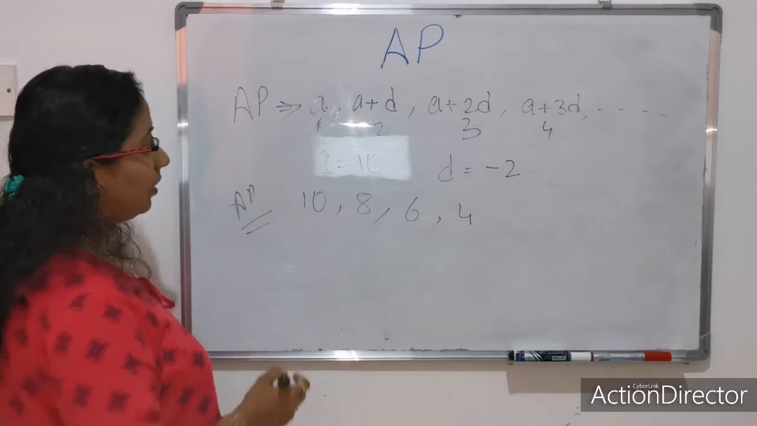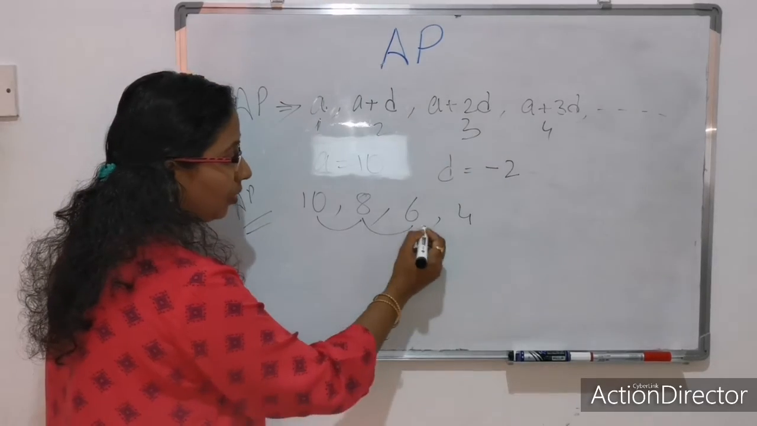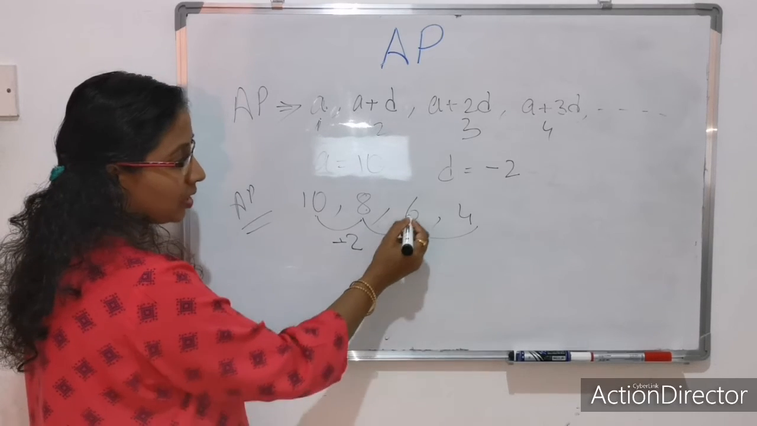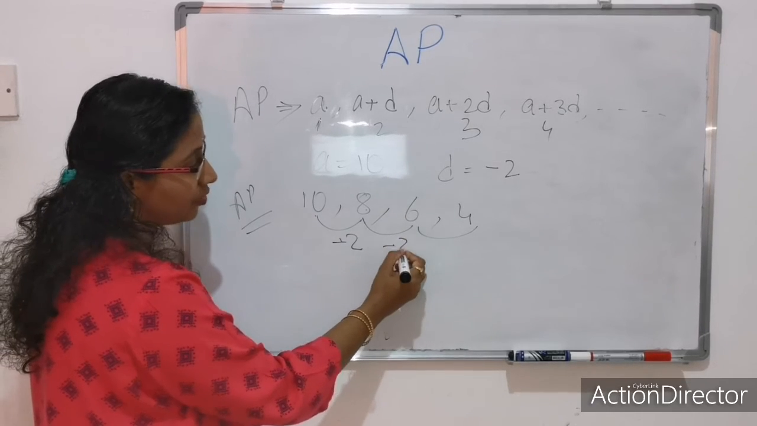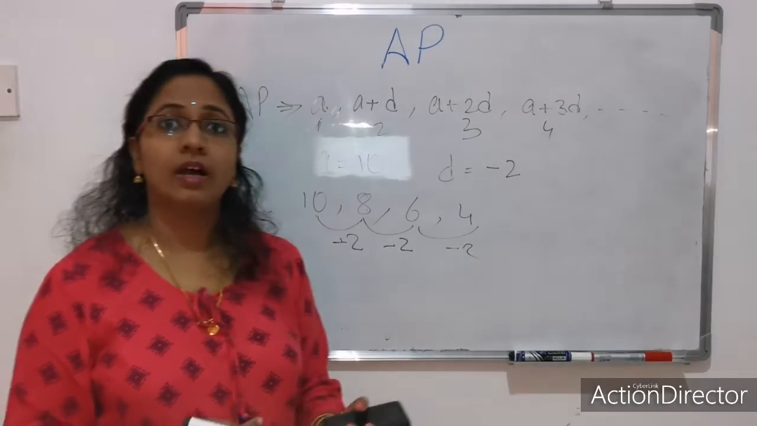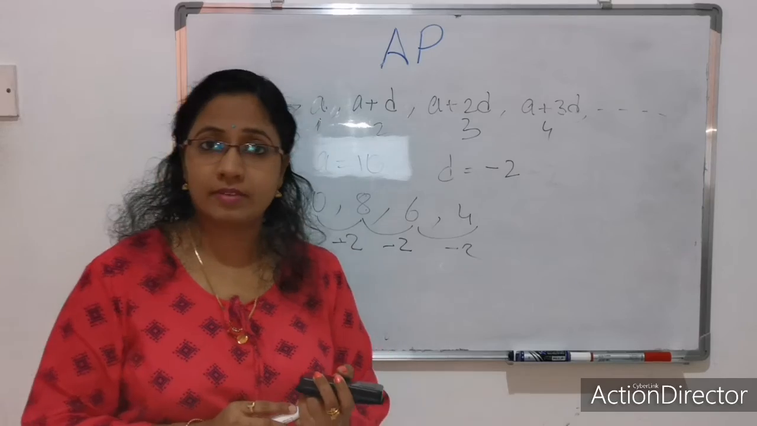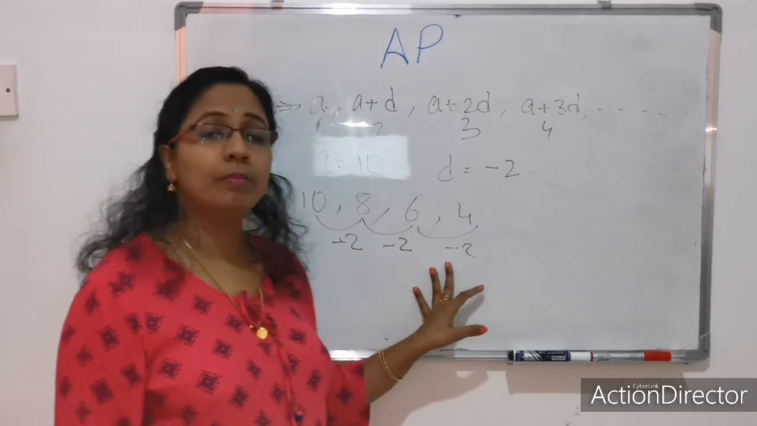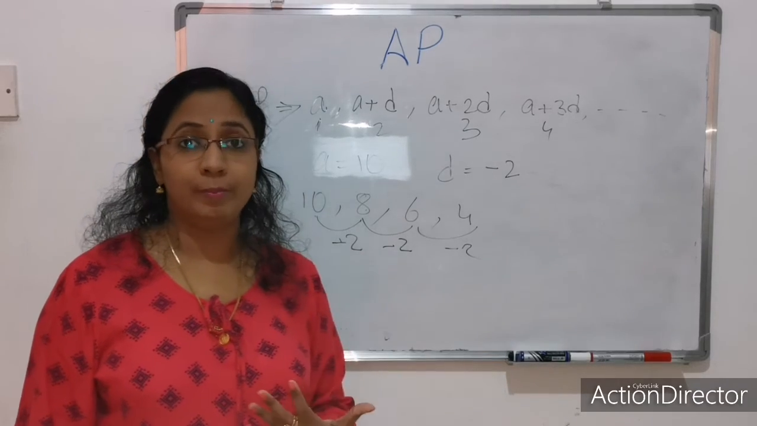Now check. This is the AP you got, right? 8 minus 10 is minus 2. 6 minus 8 is minus 2. And 4 minus 6 is minus 2. It means our AP is correct. Got it? So this is the way you create an AP.